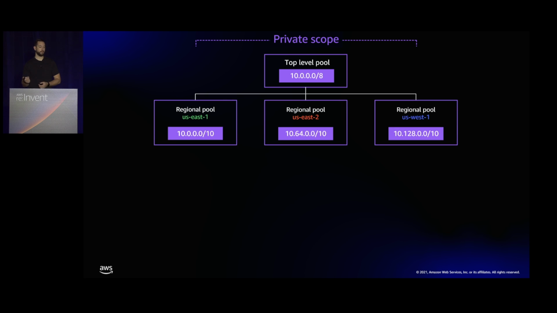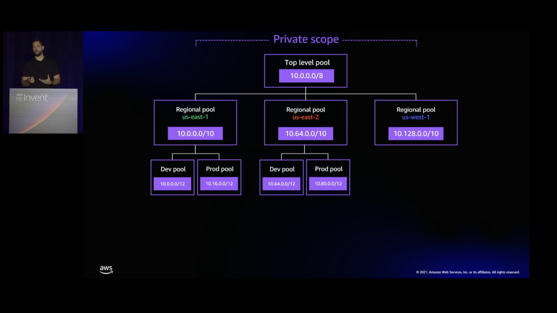We then will jump into each of the regions, or we'll create a pool for each of these regions. So we'll create a 10/10, 10.64/10, and a 10.128/10. As we go along within each of the regions, we might create a dev pool and a prod pool, sub-allocated from those region-based pools. So you'll notice we're building this hierarchy now for allocation of IPs.